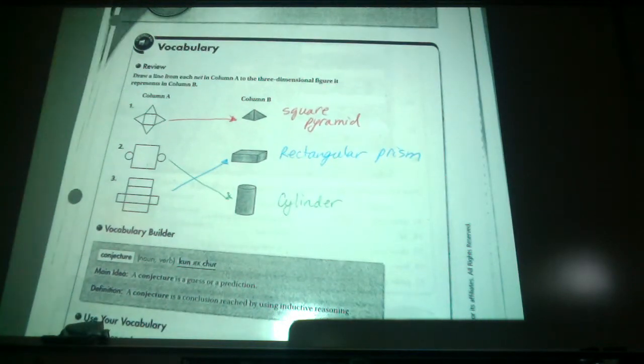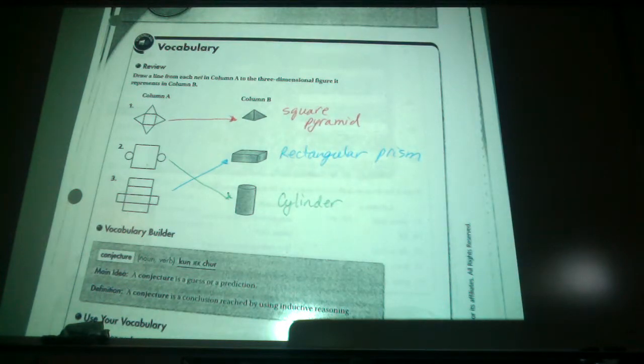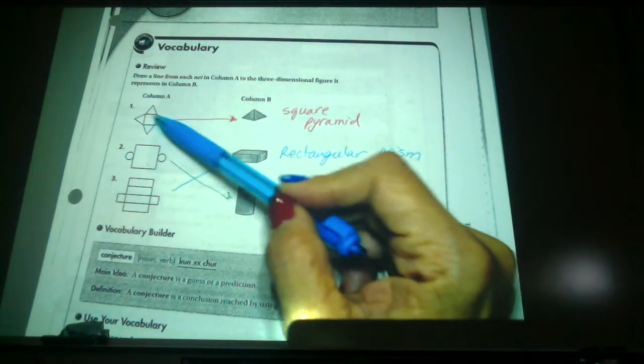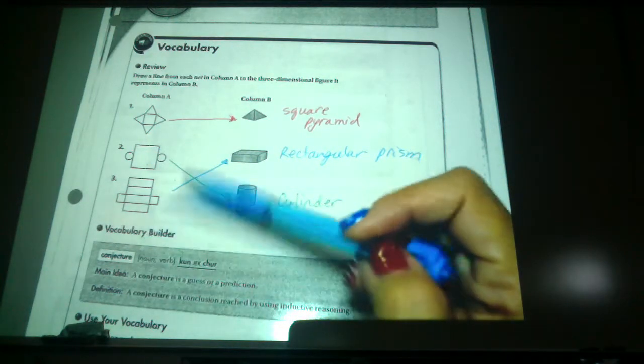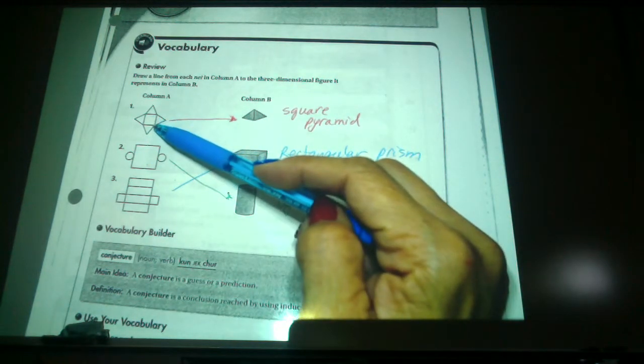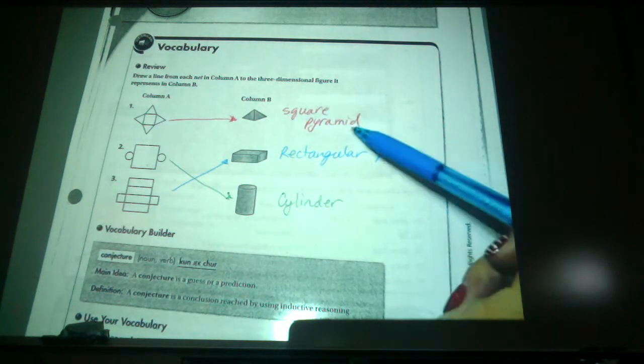Alright, so there's your answers for those 3. And I put over here to the side what the solids are called because I want you to get used to that. I know that this is a square pyramid because if you look at the one face on this net that's different from all of the others, there's 5 faces on this net. The one that's different is the square. It appears to be a square. And so that's its base. And so it's called a square pyramid.